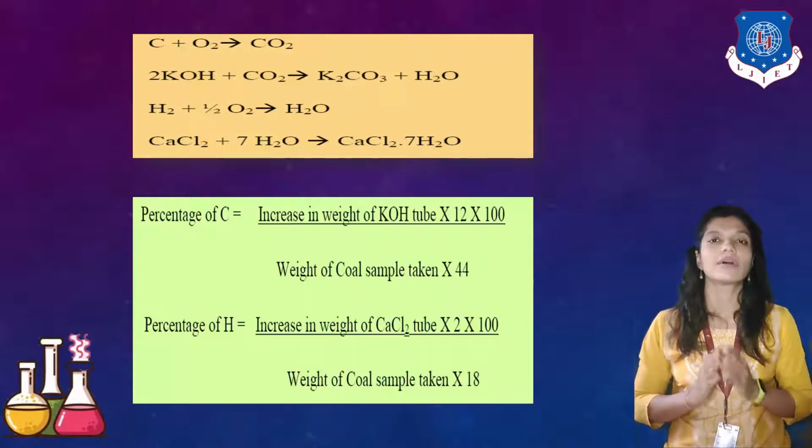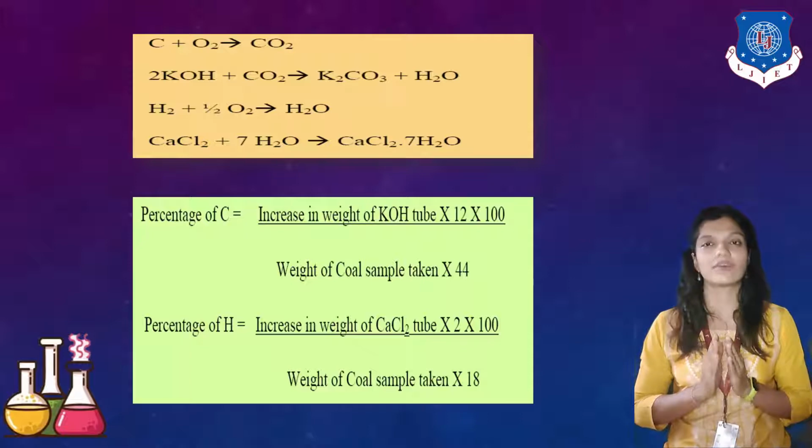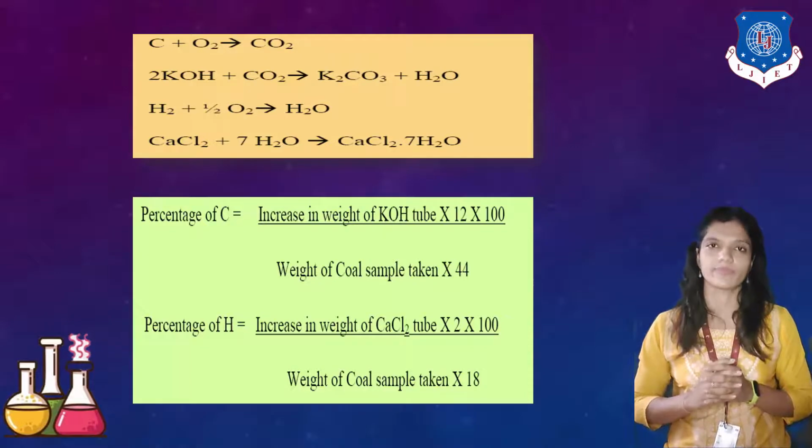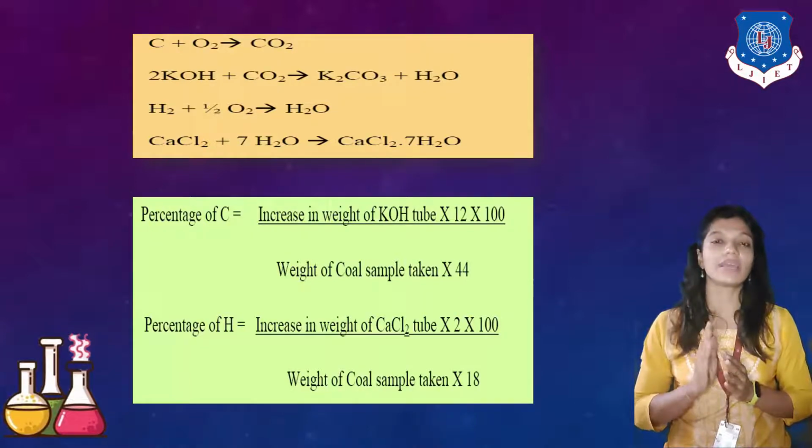Here are the formulas which can be used so that we get an idea about the percentage of carbon and percentage of hydrogen present in our sample. Percentage of carbon can be calculated as the increase in the weight of the KOH tube into 12 into 100, divided by the weight of coal sample taken into 44. And percentage of hydrogen can be calculated as the increase in the weight of the CaCl2 tube into 2 into 100, divided by the weight of coal sample taken into 18.